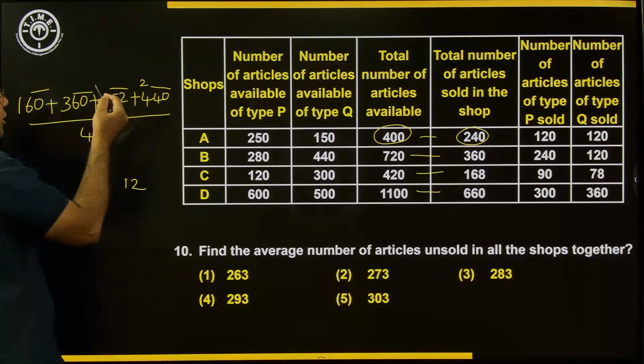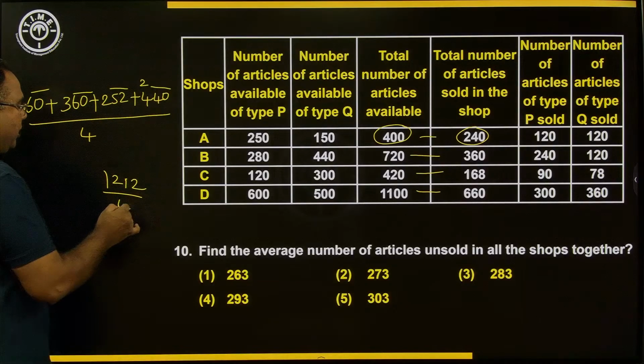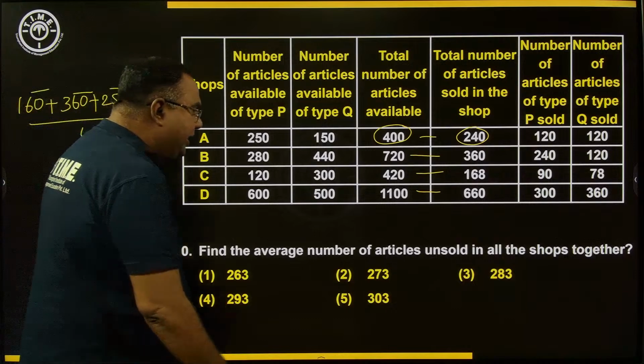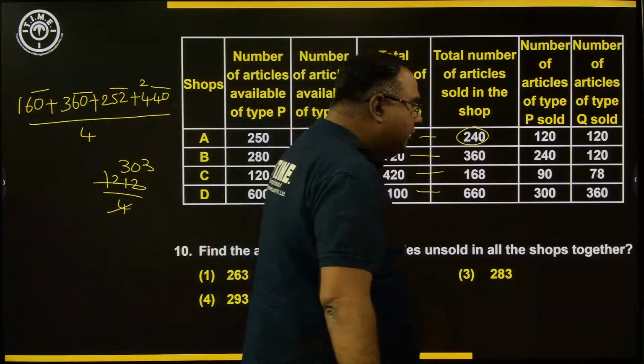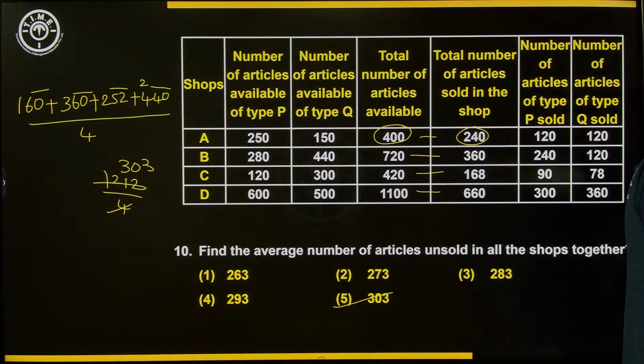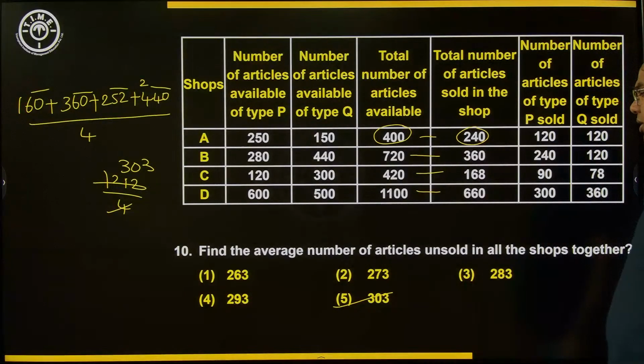2 carry forward. You have to do 2-digit addition. 6, 8, 11, 1, 2, 1, 2 by 4. So 303 should be your answer. 303 is present in choice 5. Nobody has answered this. You have to be a little fast at your additions. That's all. 303 should be your answer.